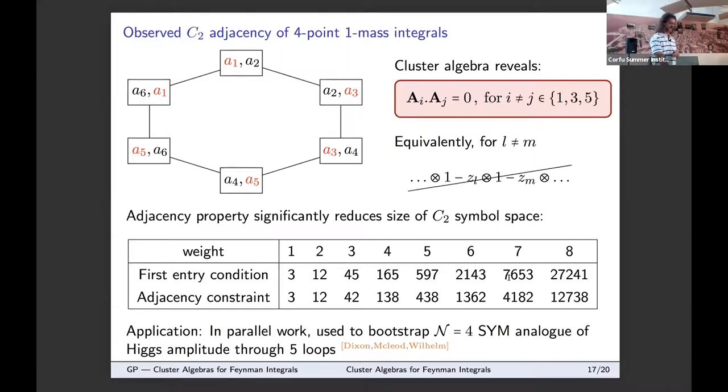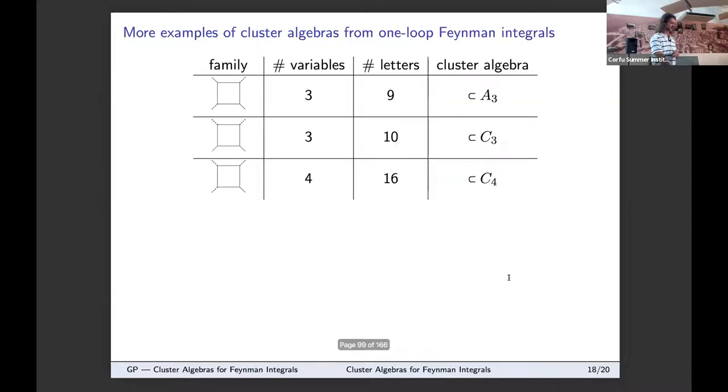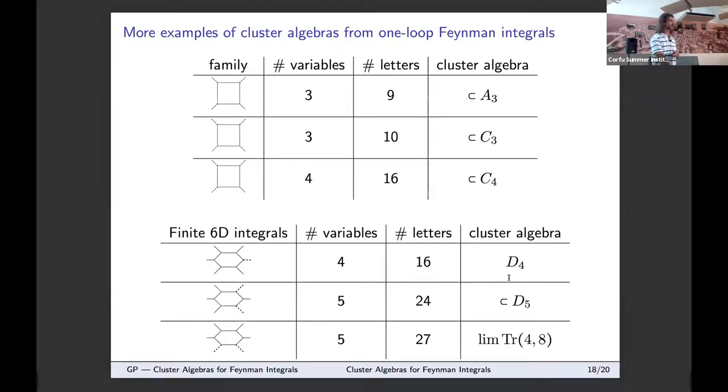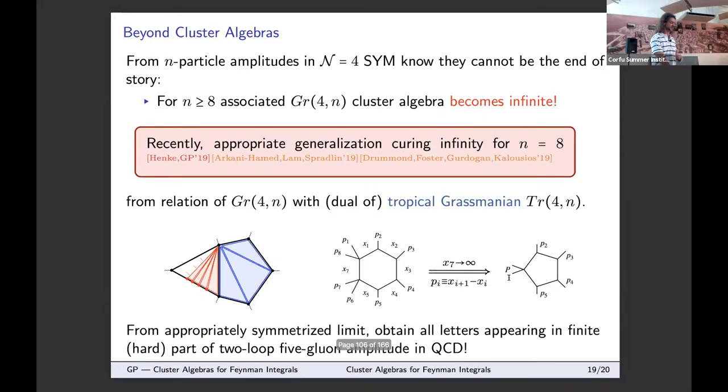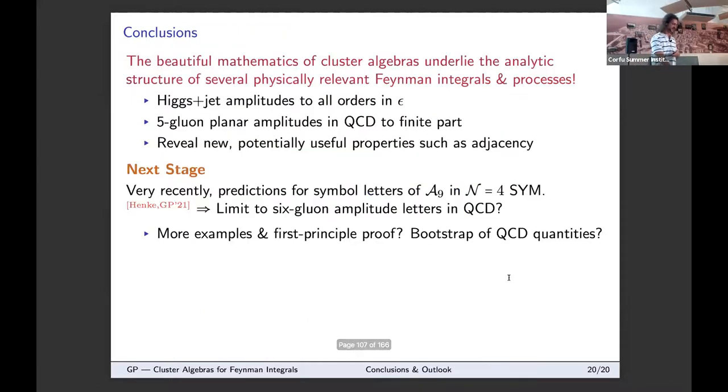So with this, I will go to my conclusions because I'm out of time. There are several more examples that you are welcome to ask about if you are interested, including how to go from the 8 particle amplitude in N equals 4 to 5 gluon scattering in QCD. So I invite you to ask. But I hope I conveyed that the beautiful mathematics of cluster algebras seems to underlie a wealth of physically relevant Feynman integrals and processes.